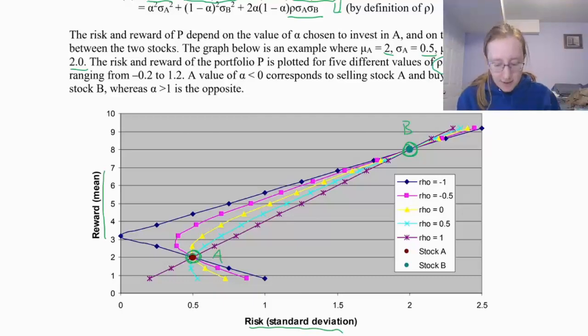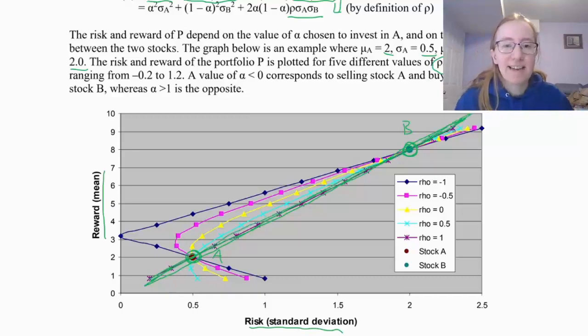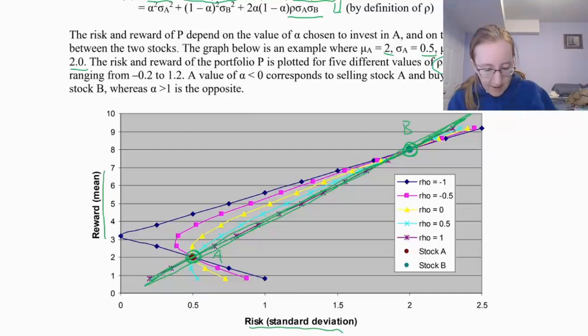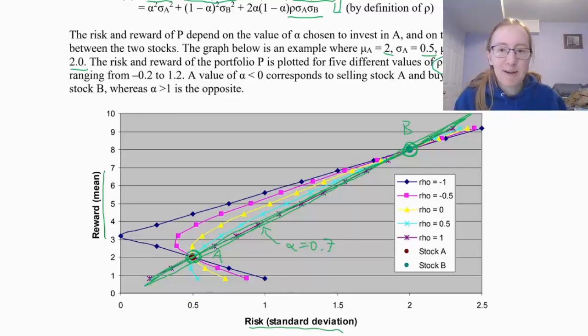Here, let's examine the line where it's a straight line. I'm thinking about this one right here. I'm trying to draw it in a color that stands out. There we go, that straight line there. That's the case where rho is equal to 1. In other words, the stocks are perfectly correlated with each other. If that's the case, then depending on how we choose our alpha, how we choose to invest, we could end up anywhere along that line. So for example, this point right here is where alpha equals 0.7. Again, 70% of our money is invested in stock A and 30% is invested in stock B.